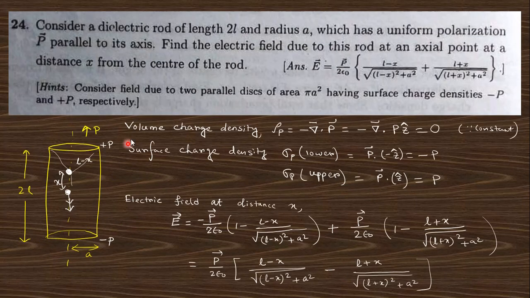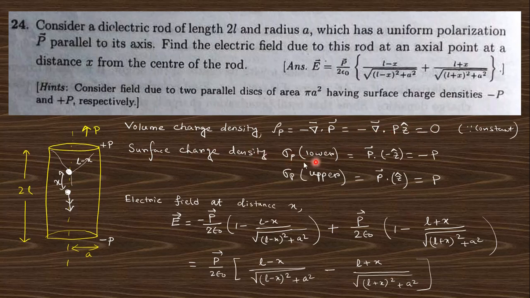Next question. Consider a dielectric rod of length 2L and radius A, which has uniform polarization P along its axis. Find the electric field due to this rod at an axis point at a distance x from the center of the rod. So we need to find the electric field at the point at a distance x from the center, right? From the formula, the volume charge density will be 0 because P is constant, so the derivative will be 0.